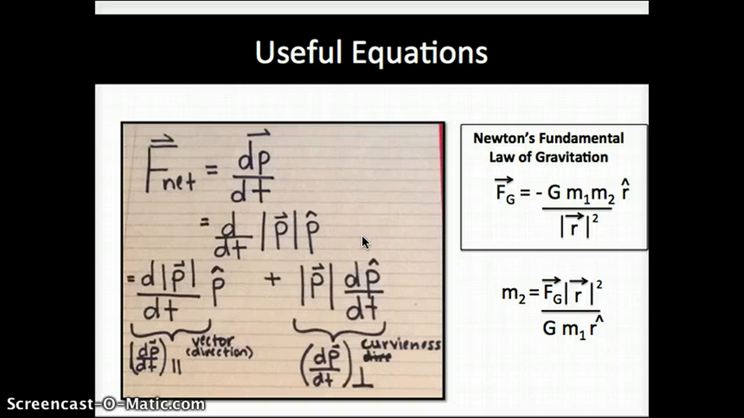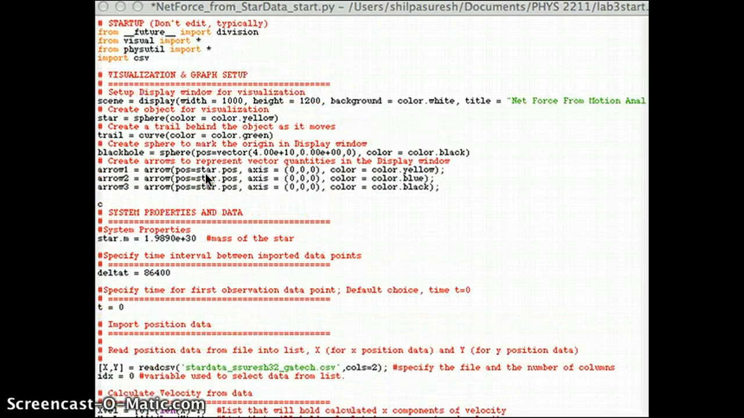The other major equation we need to consider before moving on is Newton's fundamental law of gravitation, which can be manipulated to solve for the mass of the black hole, denoted as m2. Now we have everything we need, we can create our program. In the program, the mass of the star, the initial position of the star, and the time step are all given to us as the initial conditions.